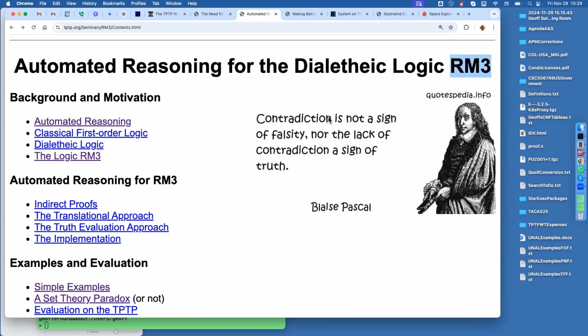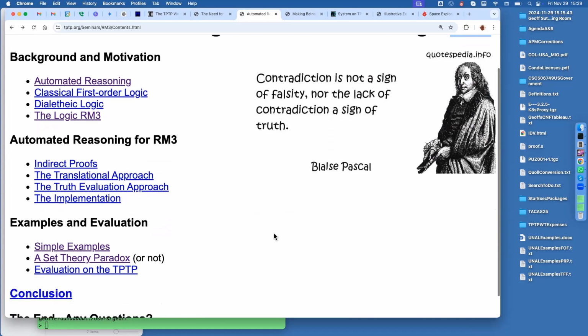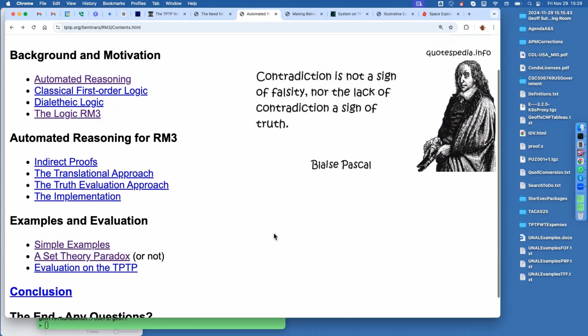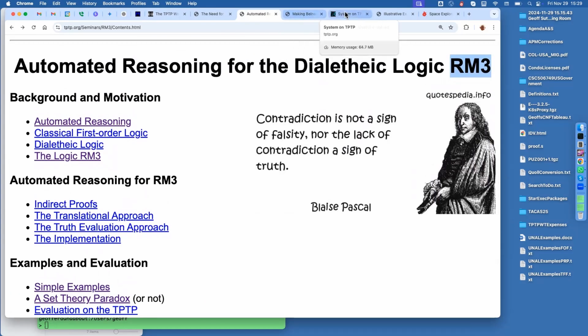And I think this is a beautiful statement. Contradiction is not a sign of falsity, nor the lack of contradiction a sign of truth. Contradiction is a normal thing. You have to think of it as a normal situation, so things can be both true and false. And that's not a contradiction, it's just normal. So here's a fun thing you can do with that.